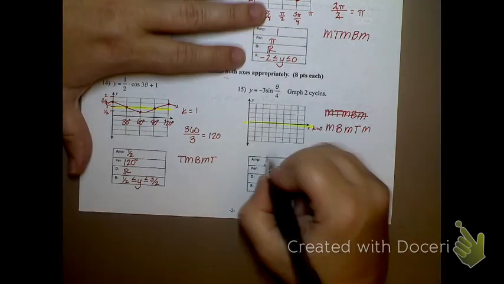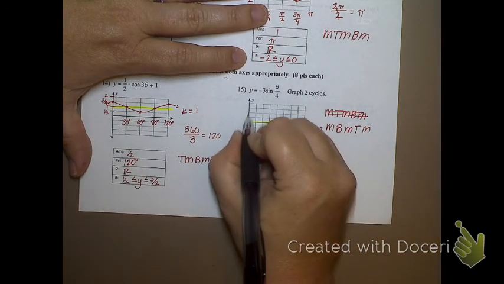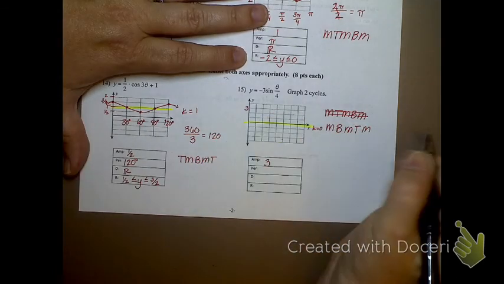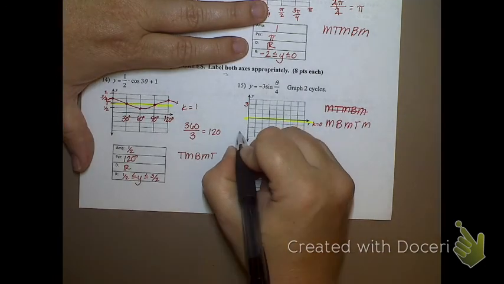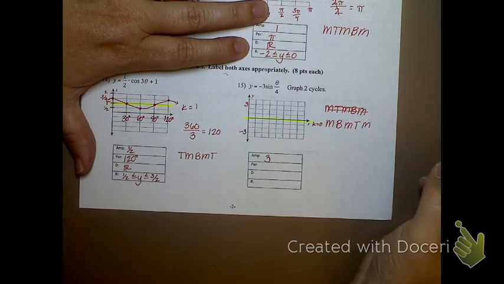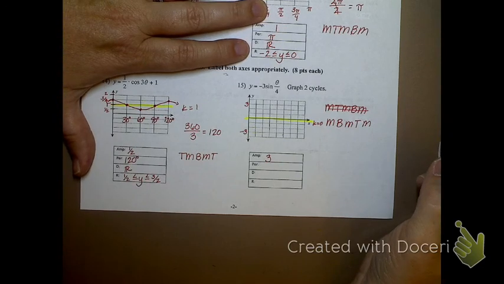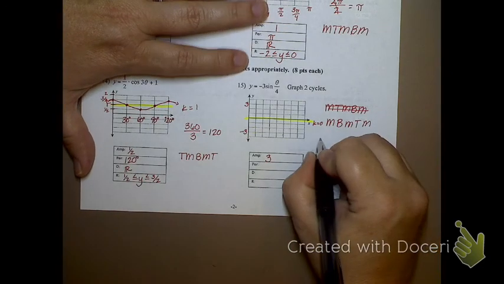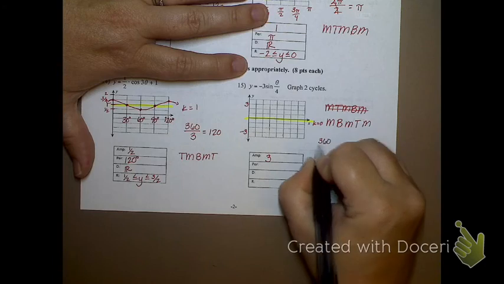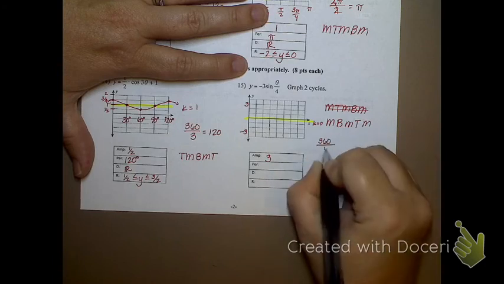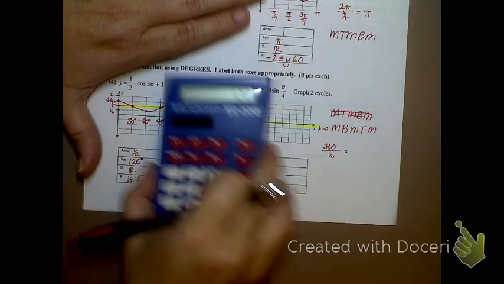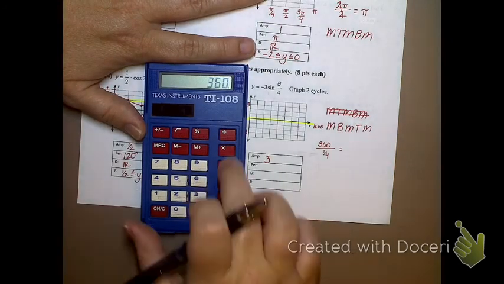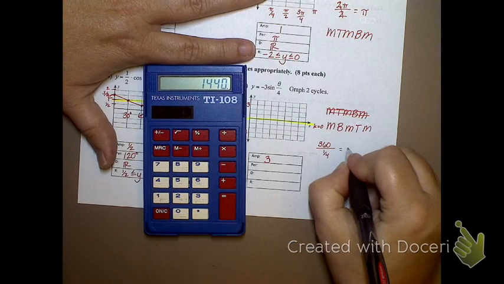What's my amplitude? My amplitude's 3, which means I'm going to go up to what? 3. Please label that line. And down to what? -3. So label that maximum and that minimum point for me, please. Now let's find the period. 360 divided by B. What is B? 1/4. I know that that's 360 times 4, right? 360 times 4 is 1440.